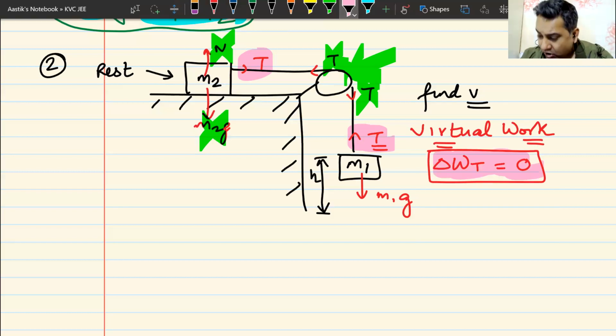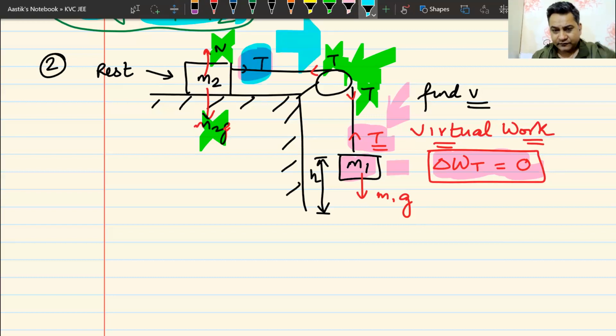Why is it 0? Whatever work the lower tension does, will it do positive or negative work? The body is moving down, tension is upwards. Please listen to me very carefully. The lower body, M1, is moving down, tension is upwards. So this tension will do negative work. Now if I call this other tension the blue tension, this blue tension is forward and the body is also moving forward. This blue tension will do positive work.